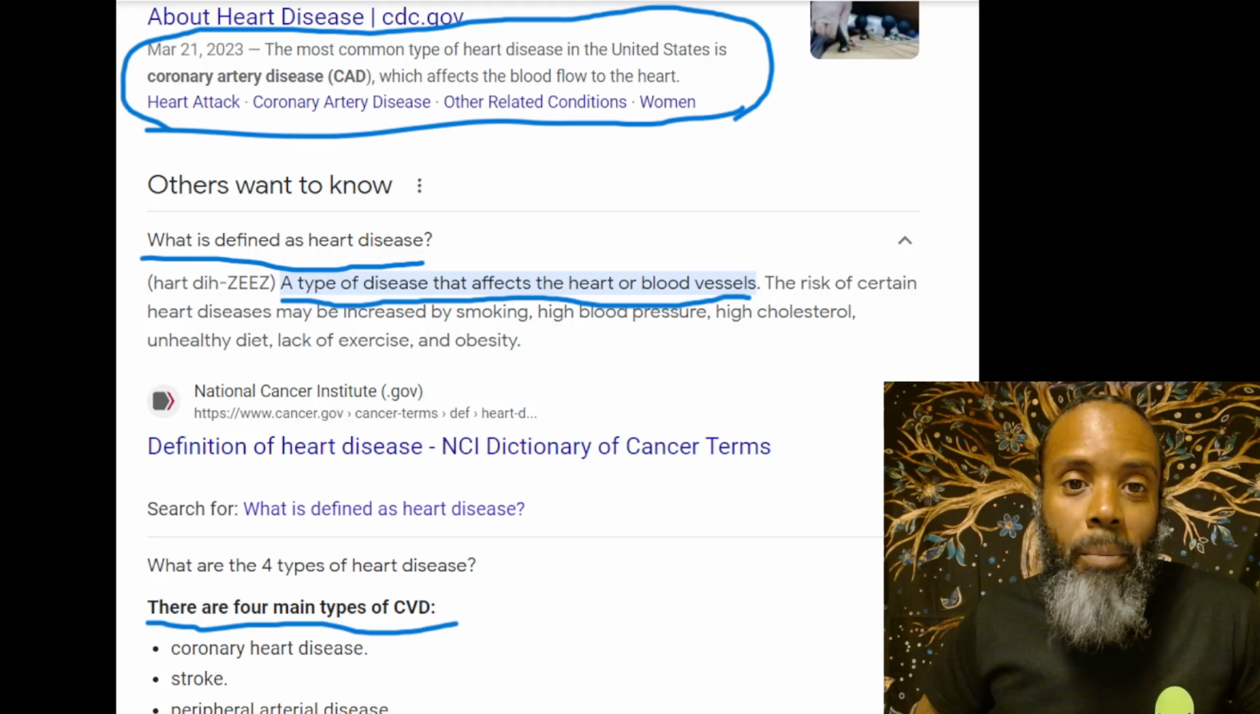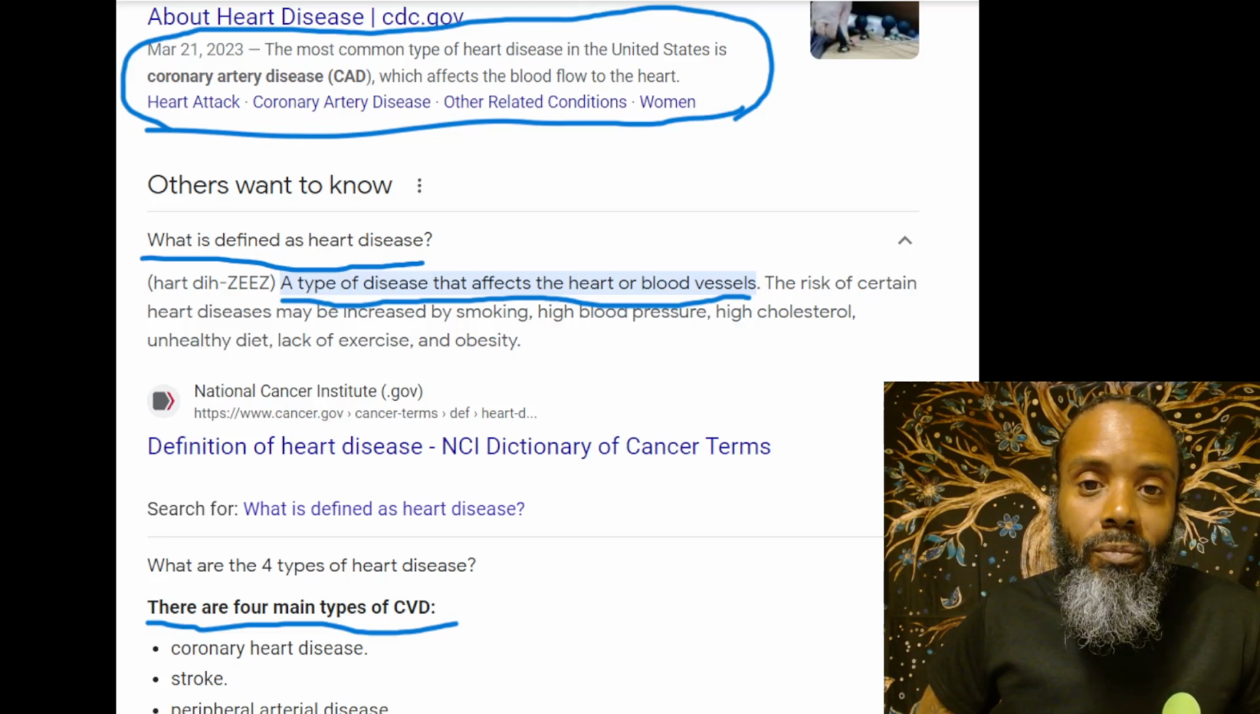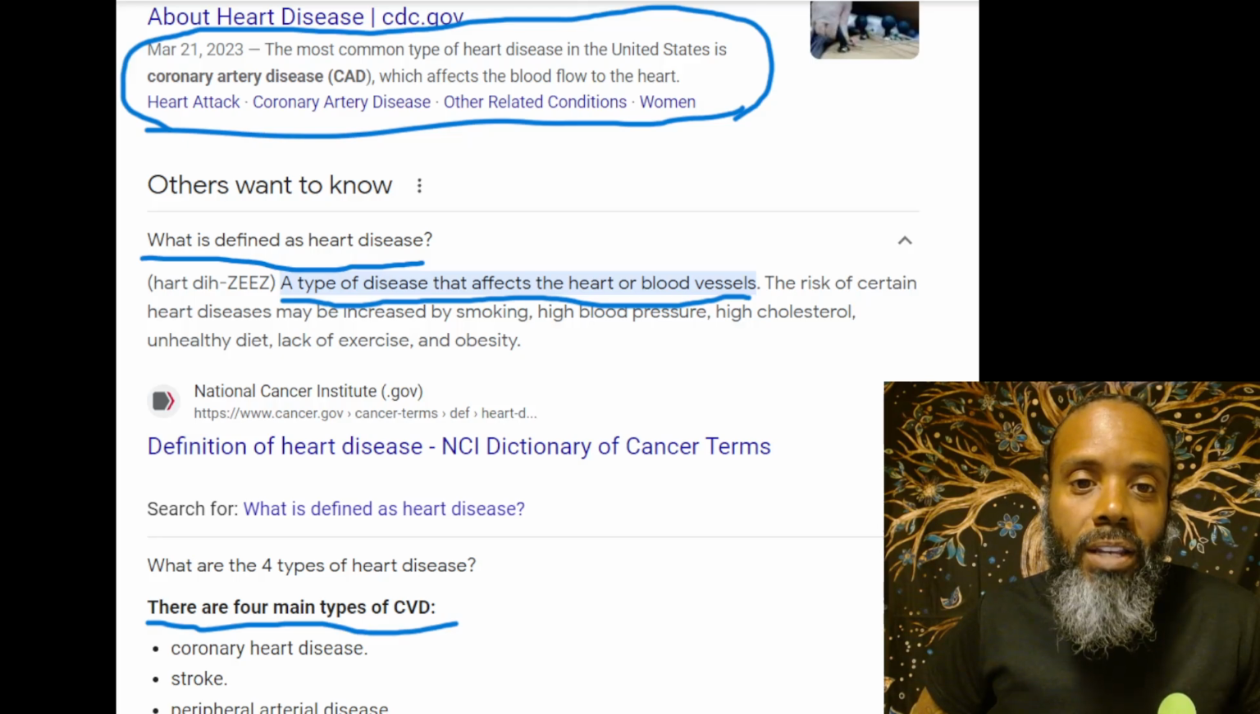So let's talk about heart disease. The most common type of heart disease in the United States is coronary artery disease, which affects the blood flow to the heart. What is defined as heart disease? It's a type of disease that affects the heart or blood vessels.